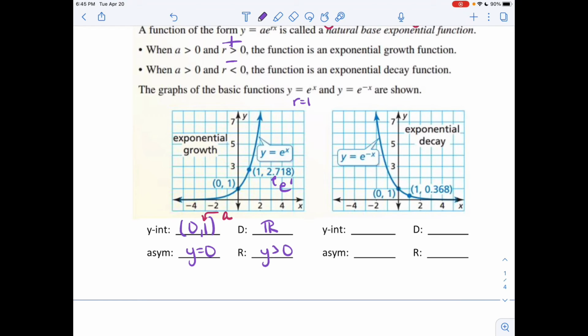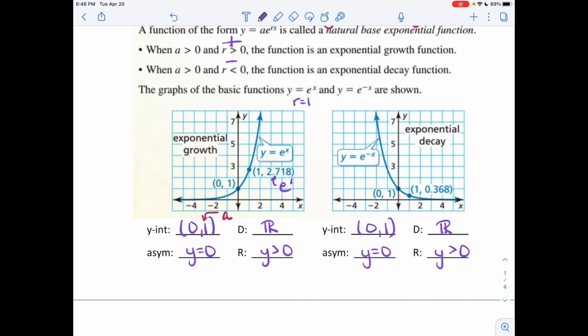Now let's look at our negative exponent on e. So if we have e to the negative x, we can see that we have a decay function. We still have the same characteristics. Our y-intercept is at our a value of 1 because there isn't a number out here in front. Our asymptote, again, at y equals 0, domain of all real numbers, and range y greater than 0.